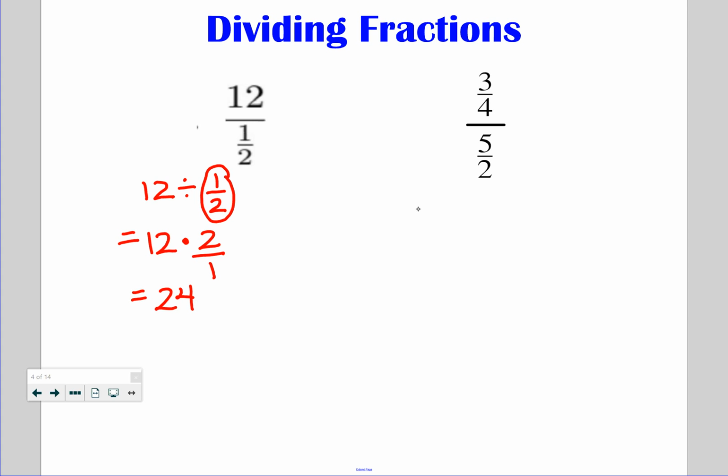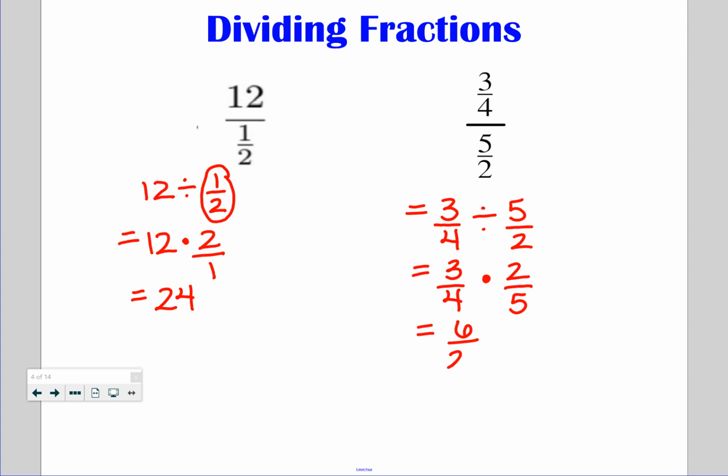Let's try the next one. 3/4 divided by 5/2. And I'll write it out like this. First, dividing by a fraction is the same as multiplying by its reciprocal. So if I find the reciprocal of 5/2, I get 2/5, and now I can do my multiplication. If I multiply the numerators together, I get 6. Denominators together, I get 20. Both of these numbers are divisible by 2. My fraction reduces to 3/10. Again, please leave your answers in fraction form because those will always be exact.